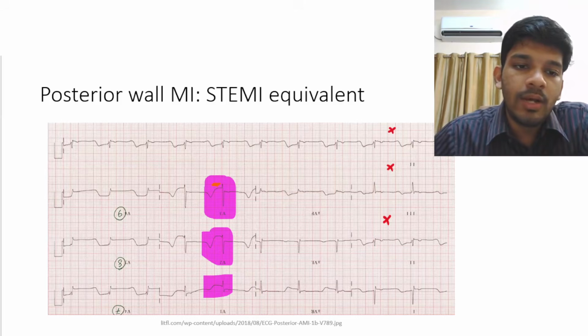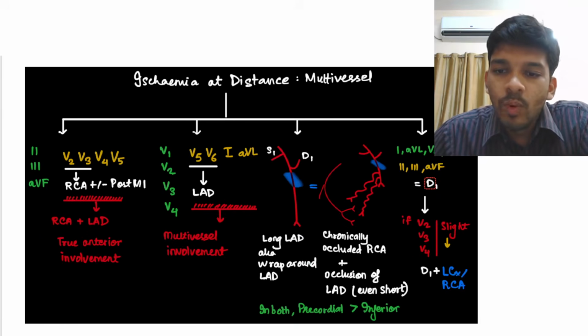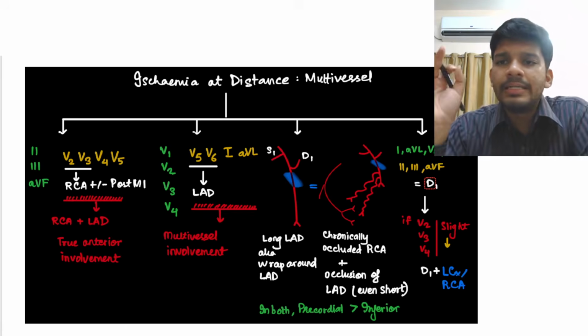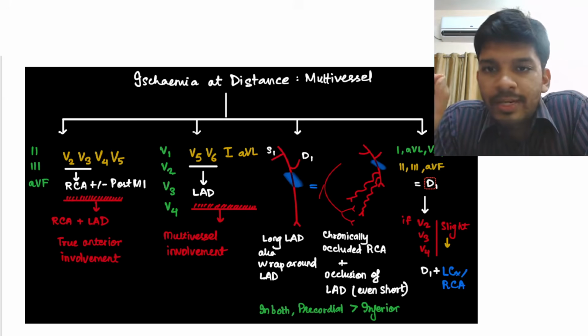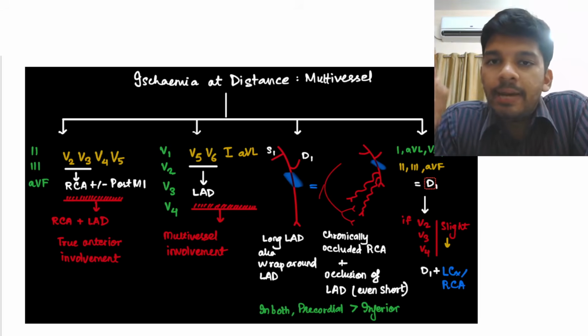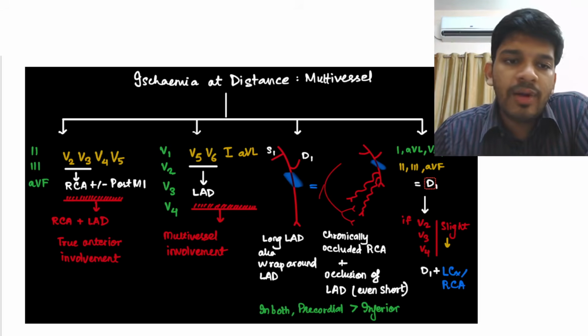So that is about posterior wall MIs. Now, one small concept of ischemia at a distance. This is a DM cardiology concept. This is perhaps not very relevant at the intern or the postgraduate level. So we'll only be briefly touching on this. We will not go into the details of why it happens. So what is the funda here?